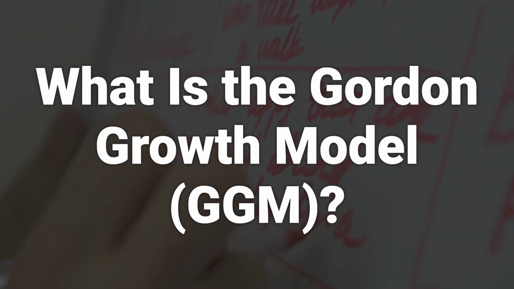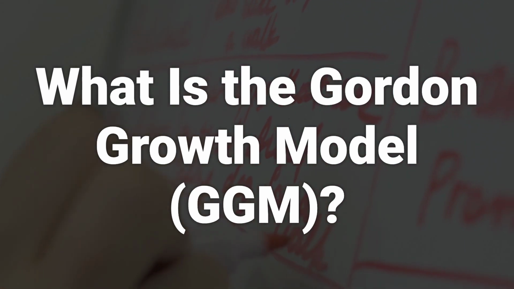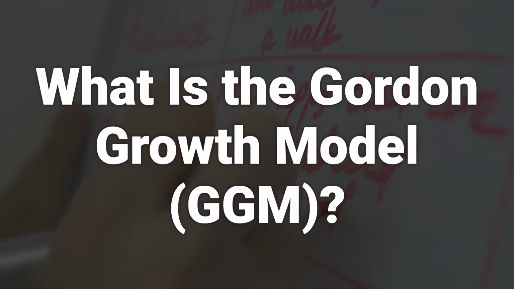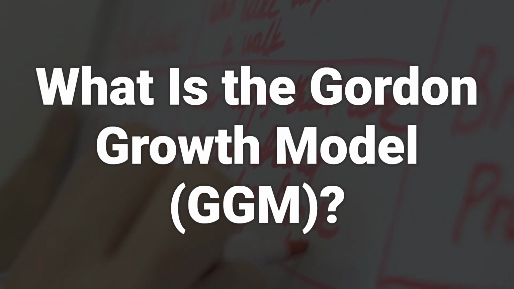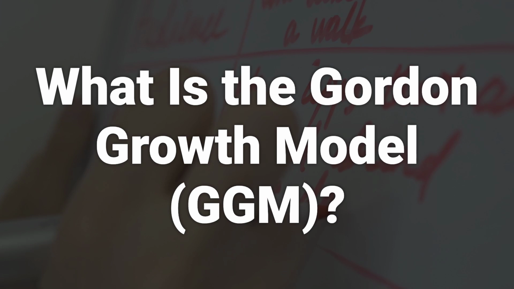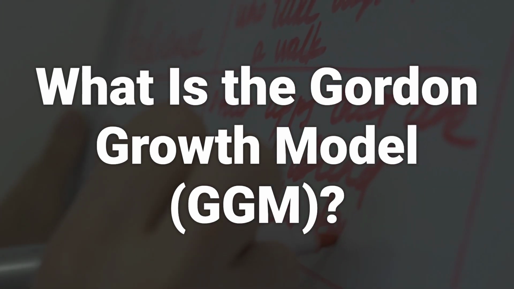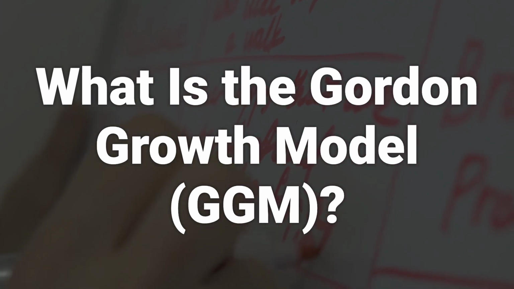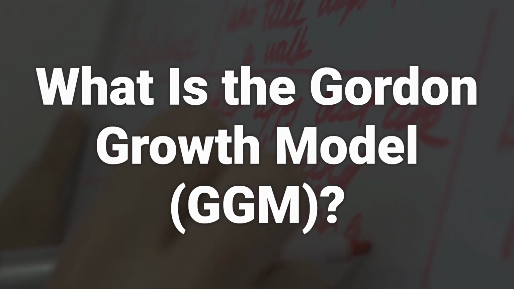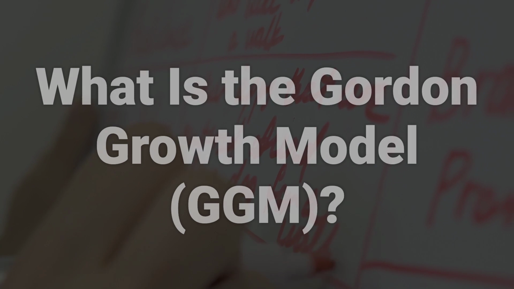The Gordon Growth Model is a formula used to determine the intrinsic value of a stock based on a future series of dividends that grow at a constant rate. It is a popular and straightforward variant of the dividend discount model, DDM. The GGM assumes that dividends grow at a constant rate in perpetuity and solves for the present value of the infinite series of future dividends.